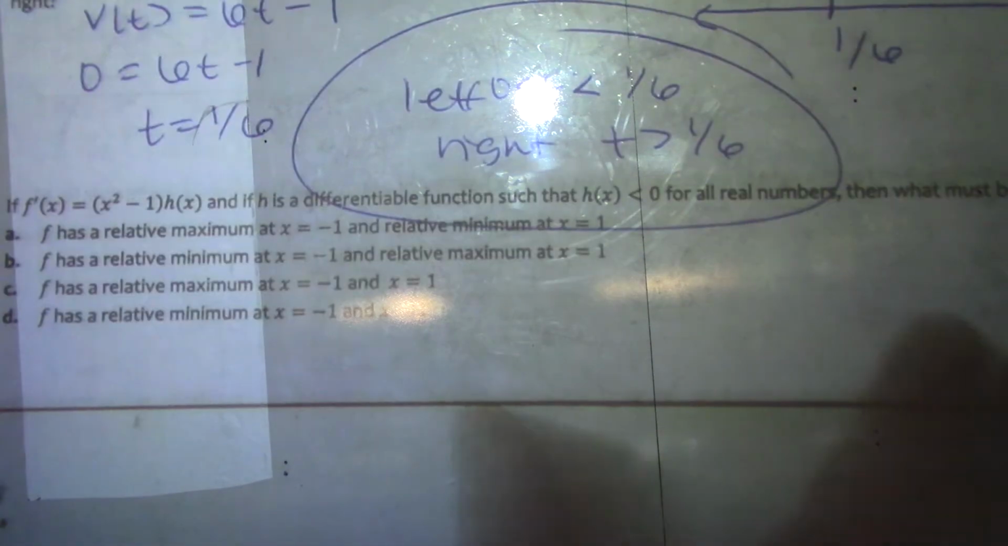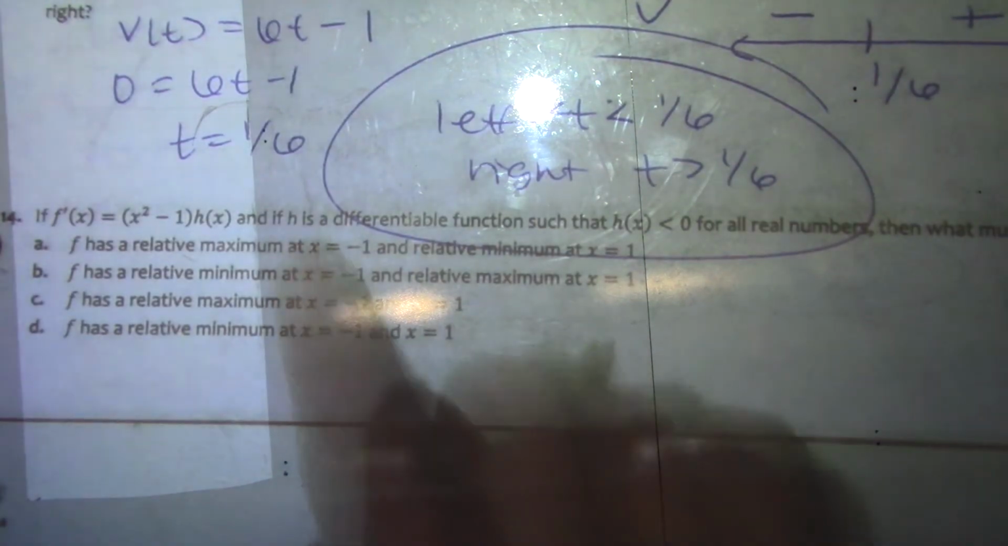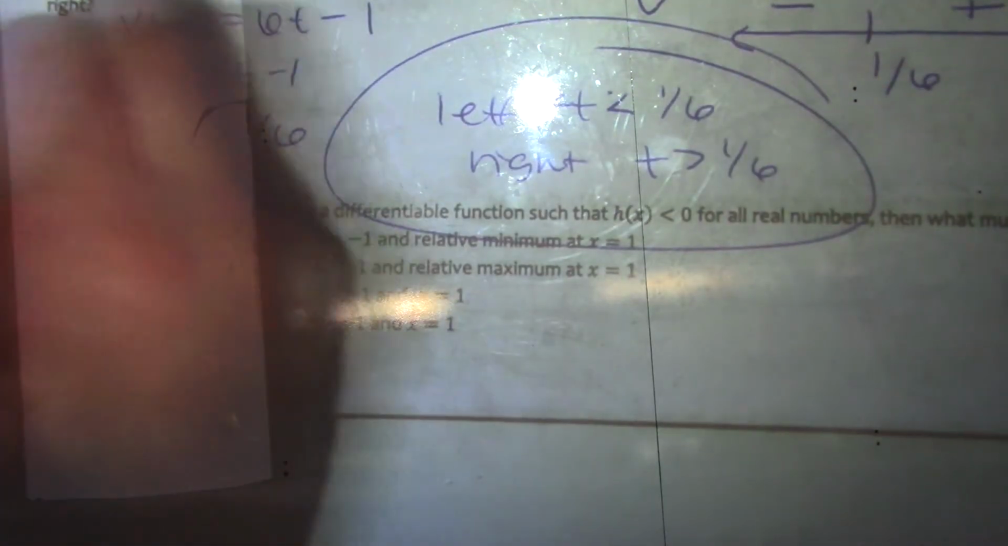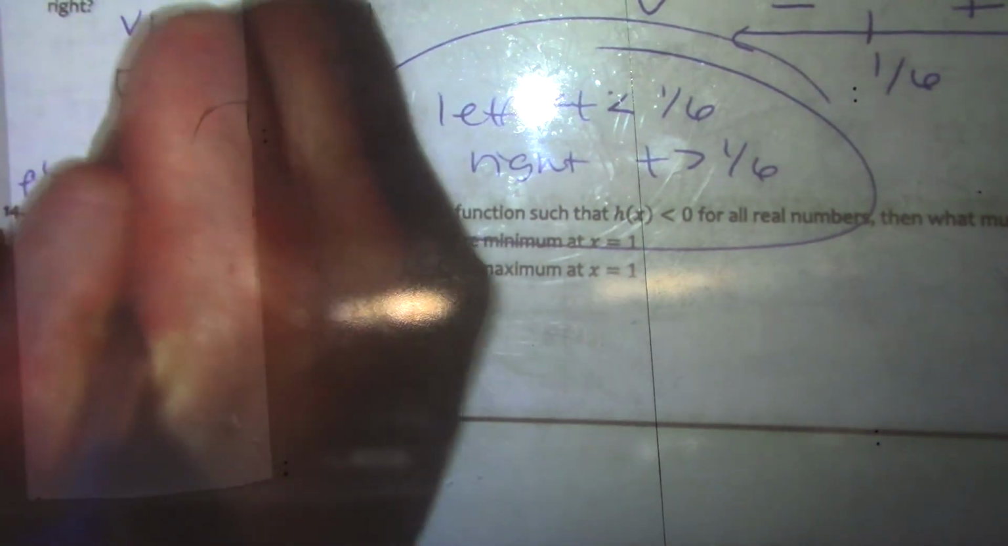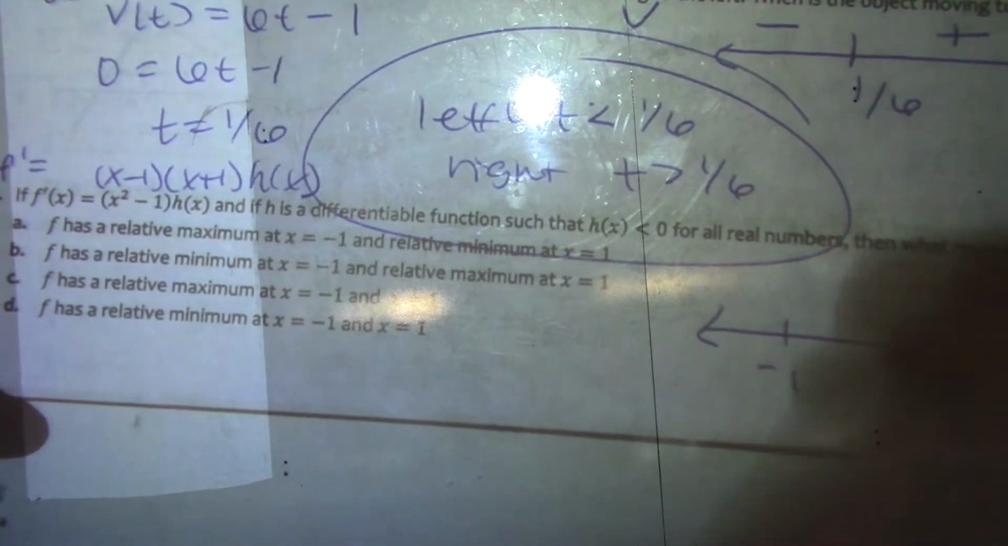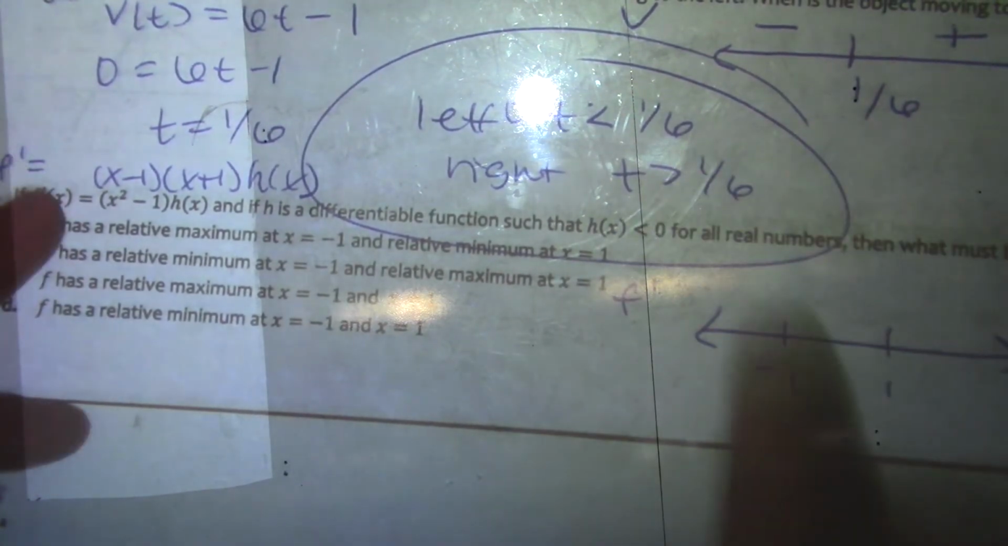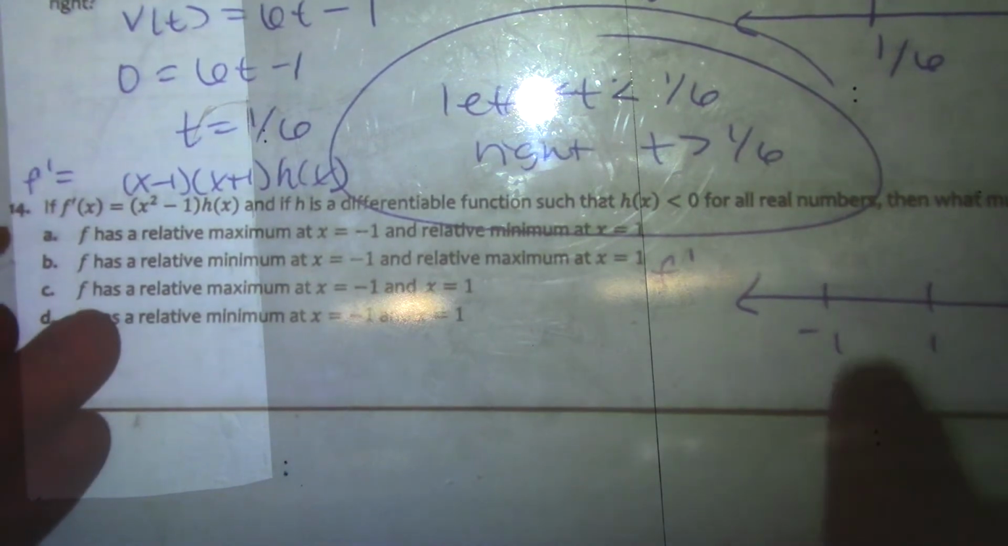Alright, here I've again been given the derivative of the function, and I want to know what must be true. First of all, I'm going to make f prime equal to x minus 1, x plus 1, h of x. So I know I have critical numbers at 1 and negative 1. And I'm plugging in for the signs. Think about if I plug in 0: this is negative, this one's positive.